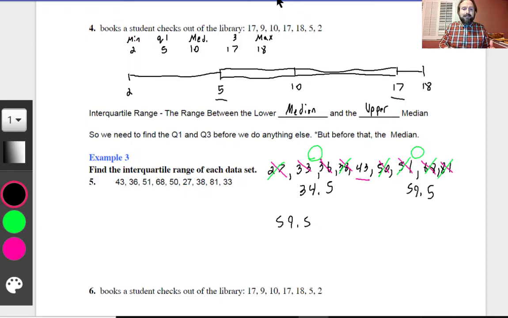So if I was to subtract these, I would get 15. Oh, wait, not 15, 25. Because 59 minus 34 is 25, and 0.5 minus 0.5 is 0. So the interquartile range is 25, and that's where 50% of the data is. 50% of the data is within 25 units right there. And that's very important because why? We want to figure out where is most of the data, and we want to figure out where it is in the middle.